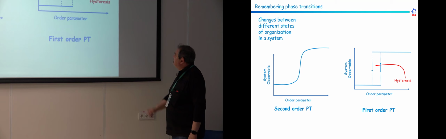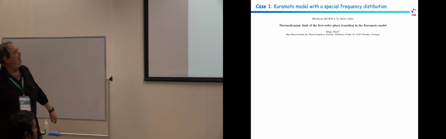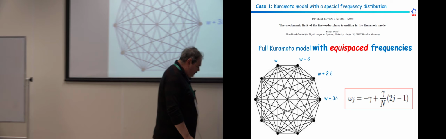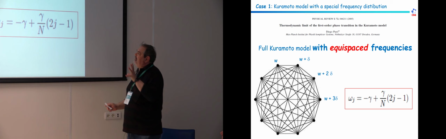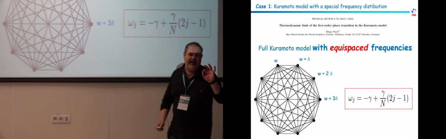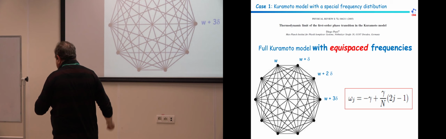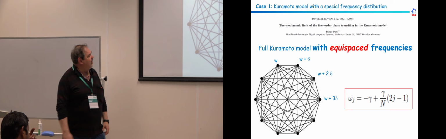So now, the story begins in Spain. That's why I'm looking at Romualdo. It begins in Spain with Diego Pazó, a very talented guy, who observed that if I prepare one of the ingredients, the distribution of frequency, in a particular way, that is, I put one frequency in one node, and then I take all the other nodes and equispace the frequencies, so omega, omega plus delta, plus 2 delta, plus 3 delta, plus 4 delta, plus 5 delta, and so on, and I connect them all to all, as in the original Kuramoto, I see a discontinuous transition.